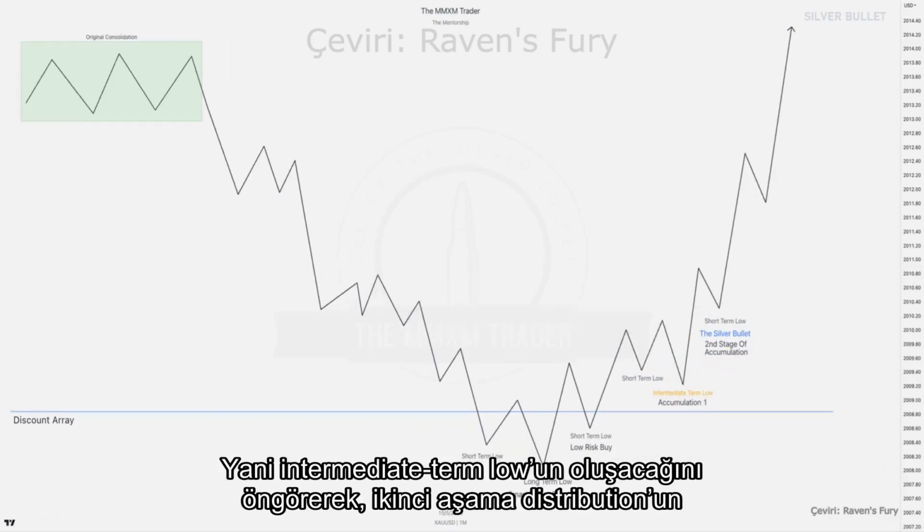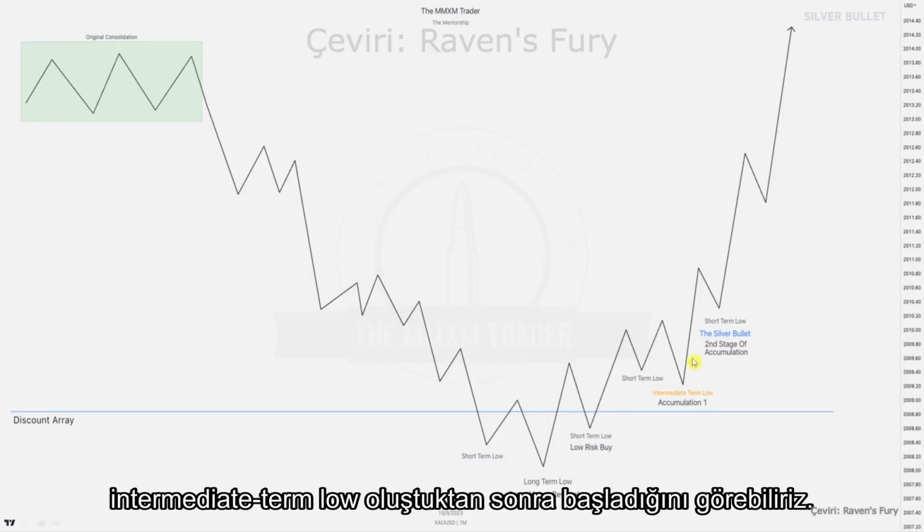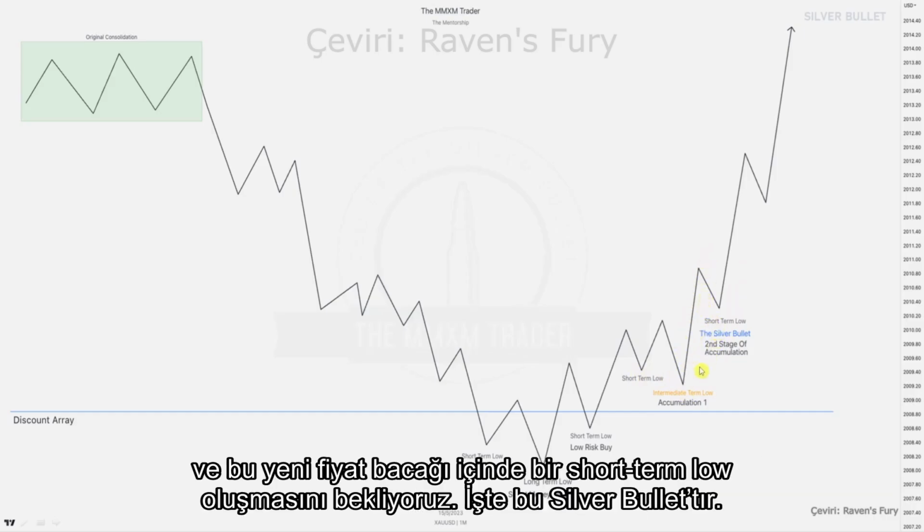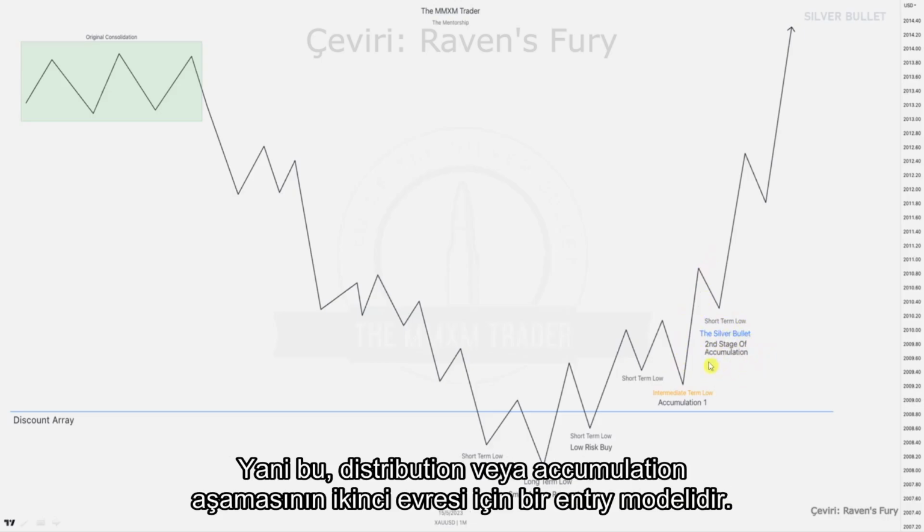So in anticipation of that intermediate term low forming, we can see the second stage of distribution forms after we form that intermediate term low. So essentially you're going from this external range liquidity, right, this short-term low getting raided, into another price leg up, and inside this another price leg up we anticipate a short-term low forming, which is the silver bullet, right? So this is an entry model for the second stage of the distribution or accumulation phase.